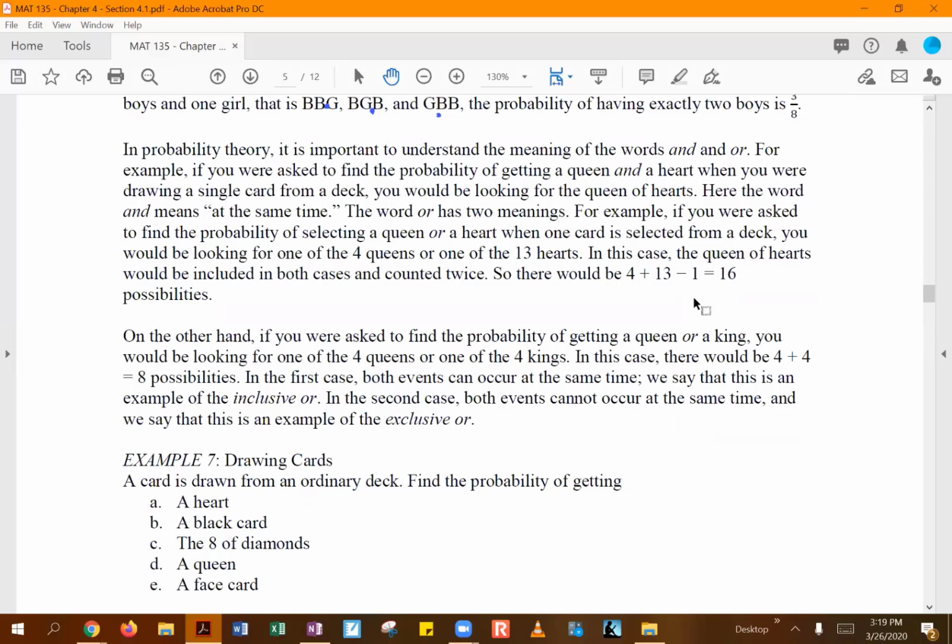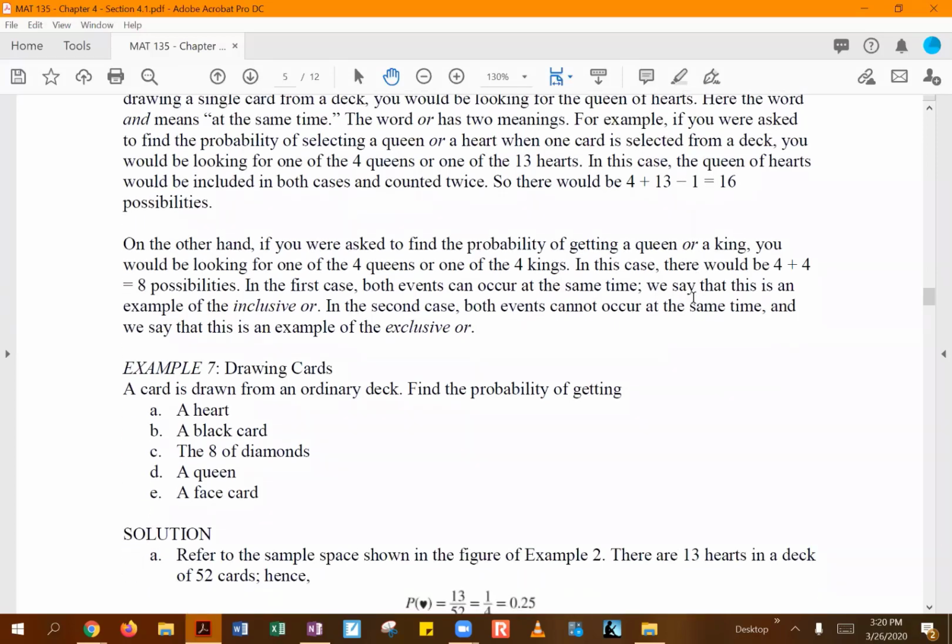categories. Now, you could also be asked to find the probability where they're saying, okay, are you getting a queen or a king? So in this case, you would have 4 queens and 4 kings, right? So you would do 4 plus 4, which is 8 possibilities. And then you would do 8 out of 52 to find your probability. So as you can see, there's a different way that we're using this or word.